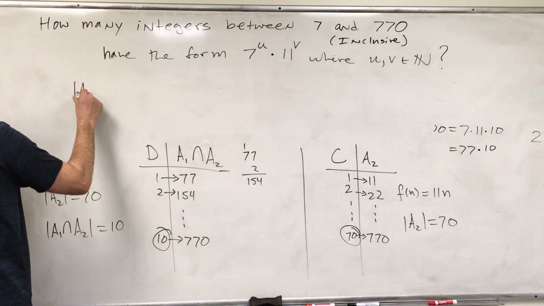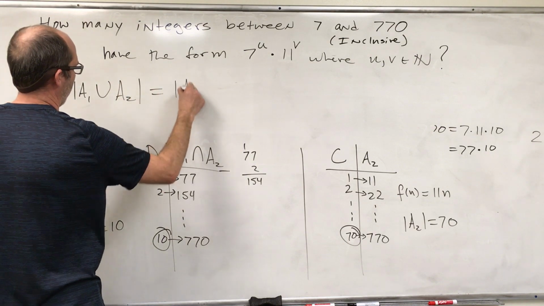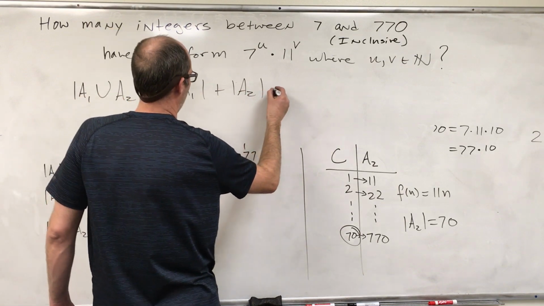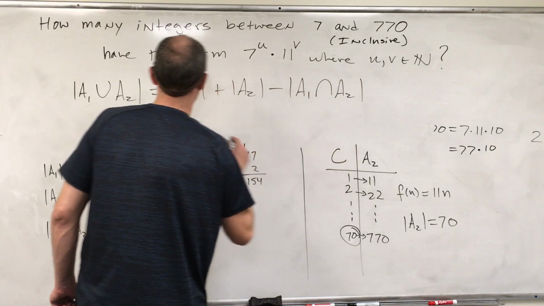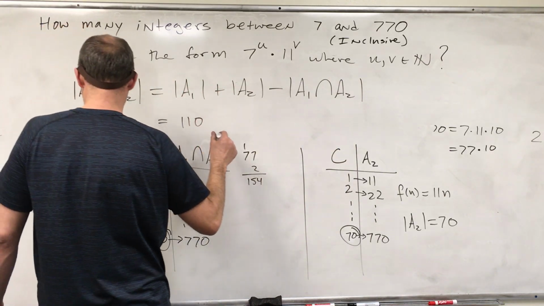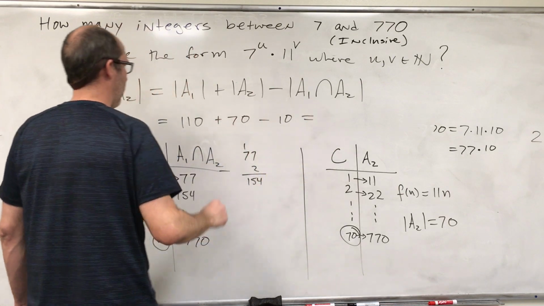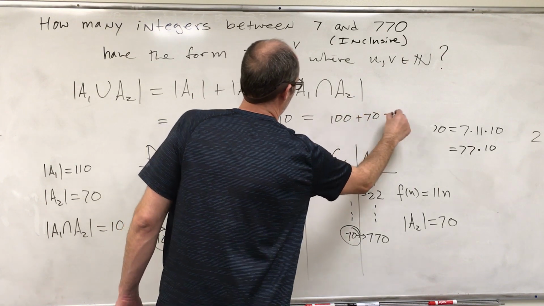So it's 110 plus 70 minus 10. Let's see, that's 100 plus 70, 170.